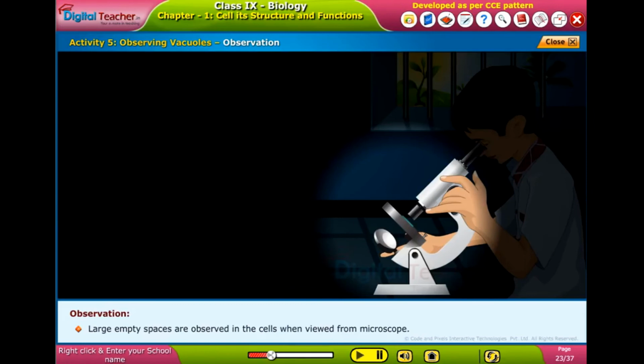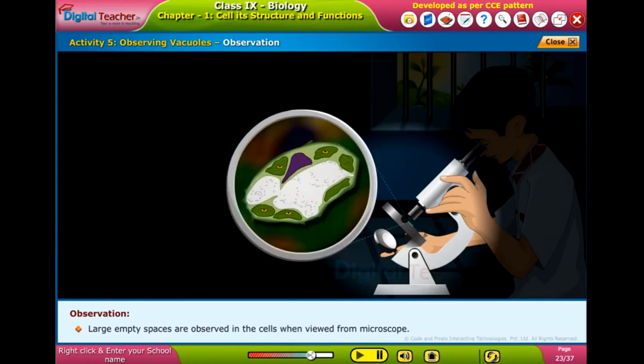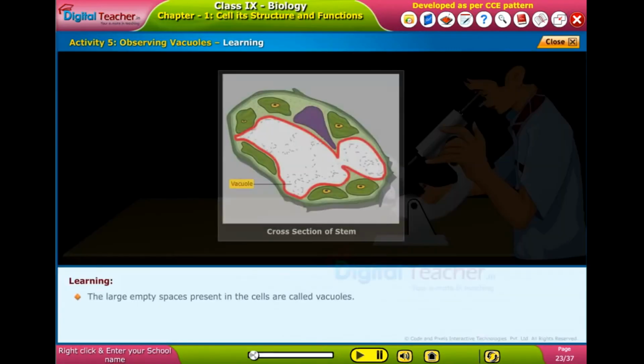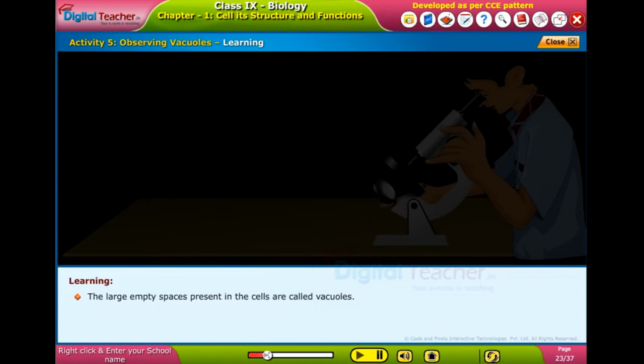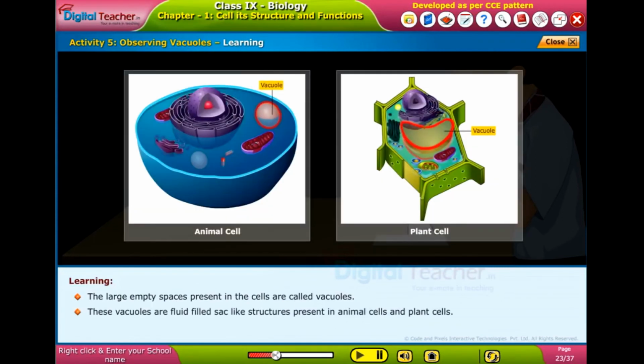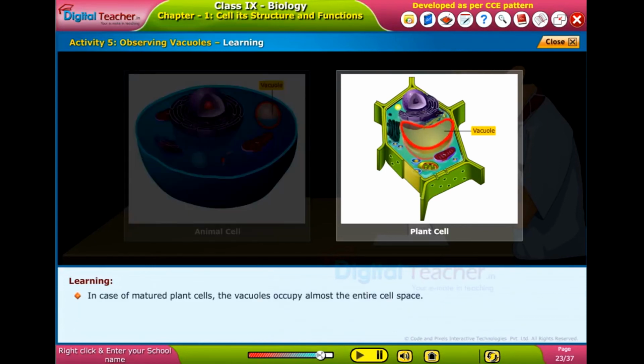Large empty spaces are observed in the cells when viewed from microscope. The large empty spaces present in the cells are called vacuoles. These vacuoles are fluid-filled sac-like structures present in animal cells and plant cells. In animal cells, vacuoles are small in size when compared to plant cells. In case of matured plant cells, the vacuoles occupy almost the entire cell space.